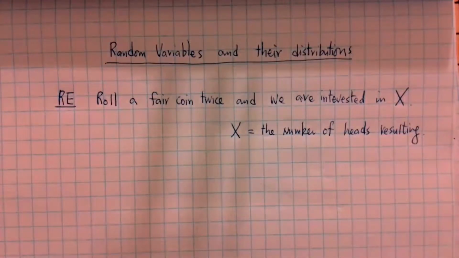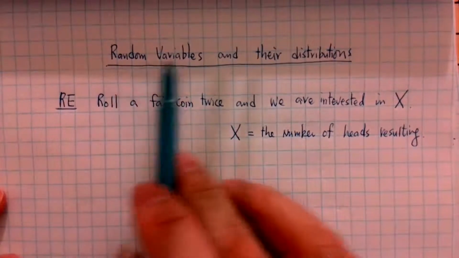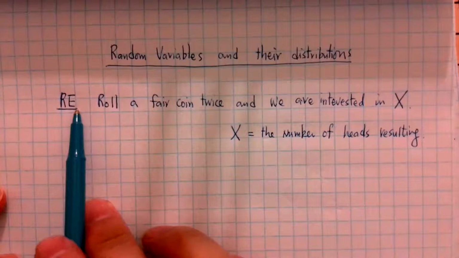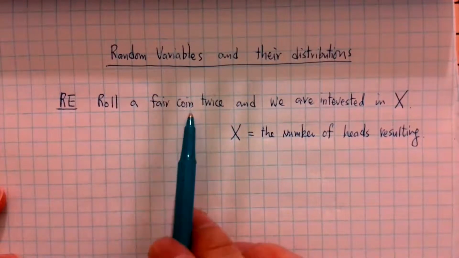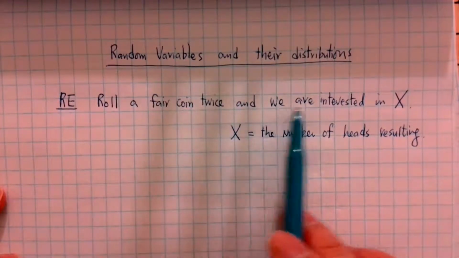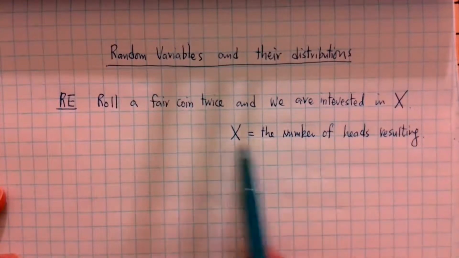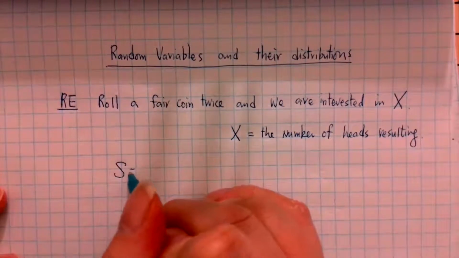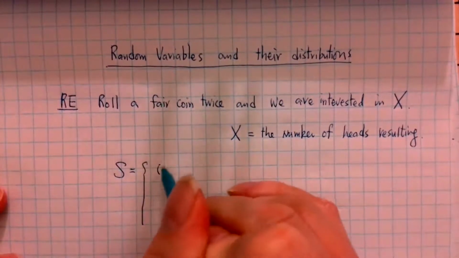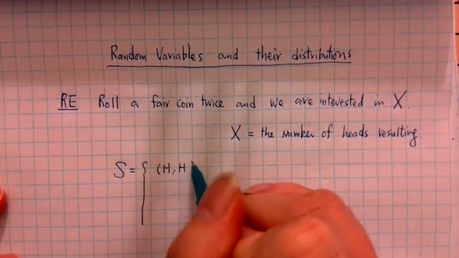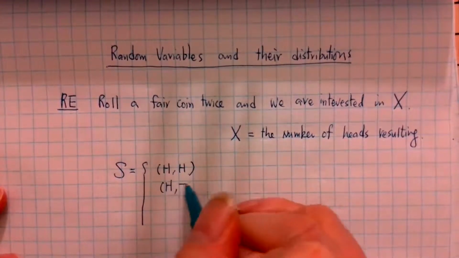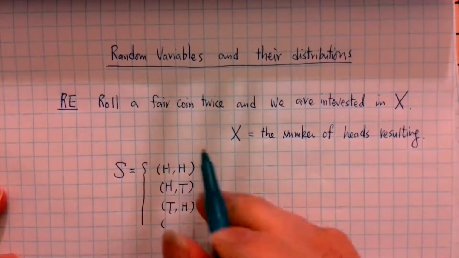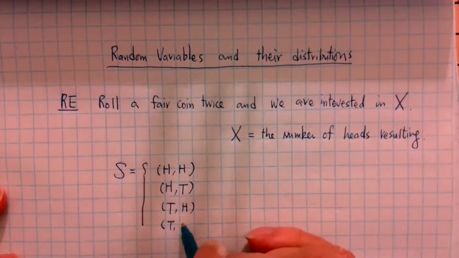Now let's look at random variables and their distributions. Use the same example. We flip a fair coin twice, and we are interested in X. What's X? The number of heads resulting. Look at the sample space. We can see two heads in a row, and we can see head tail, and we can see tail head, and we can see what? Tail tail.